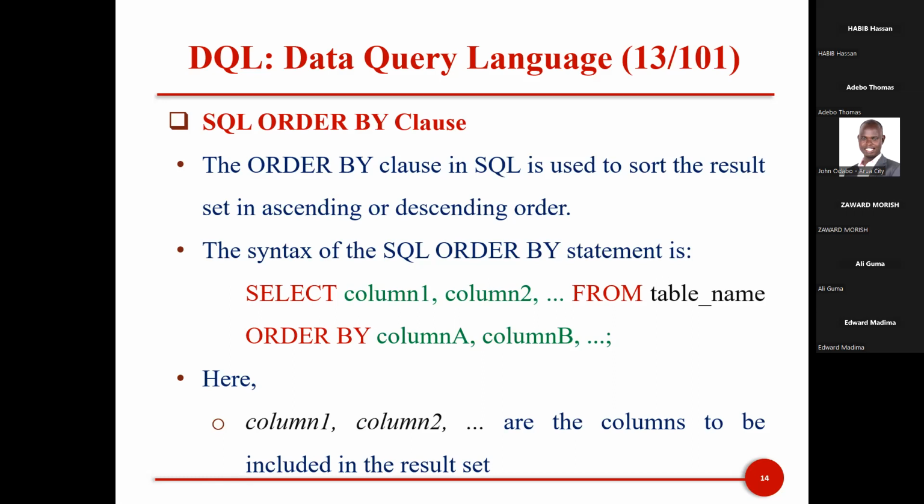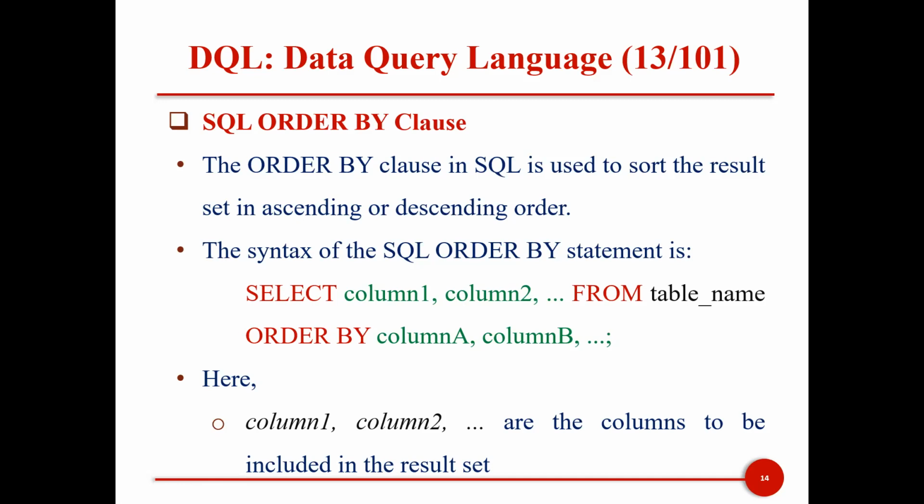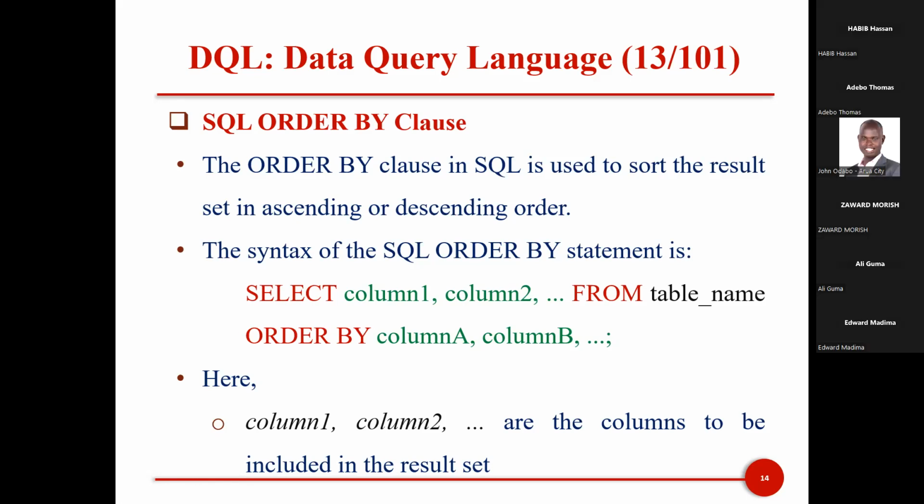The syntax is select columns. You list the columns that you want to appear from the table name, then you order by, which means if you order by gender, it will first of all sort by gender. Then after finishing with gender, it will look for maybe first name, and then it will also sort what is in gender according to what you have specified there.